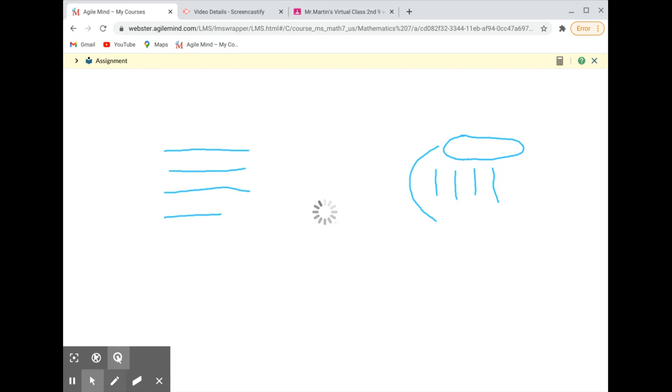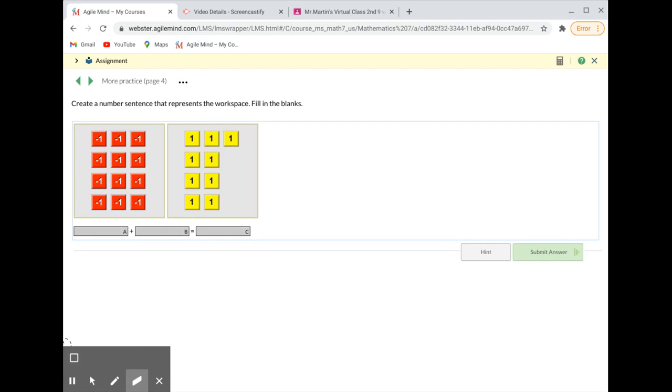All right, let's look at number 4. All right, let's go with Miss Satari. Miss Satari couldn't hear me earlier. Satari, can you hear me now? Yes, sir. All right. Satari, it says create a number sentence that represents the workspace. Fill in the blanks. All right, so what do we have in the first part, Satari? -12. All right. You did that fast. How'd you do it so fast? What'd you do? I was already working on it. Oh, cool. Answers. All right.